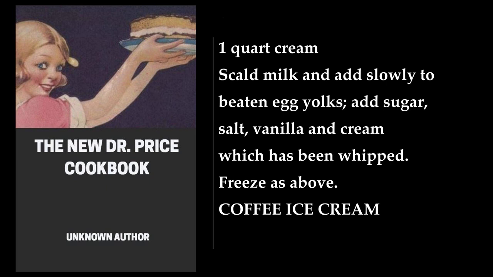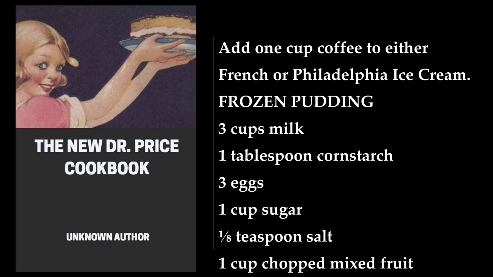Coffee ice cream. Add 1 cup coffee to either French or Philadelphia ice cream. Frozen pudding. 3 cups milk. 1 tablespoon cornstarch. 3 eggs. 1 cup sugar. 1/8 teaspoon salt. 1 cup chopped mixed fruit.